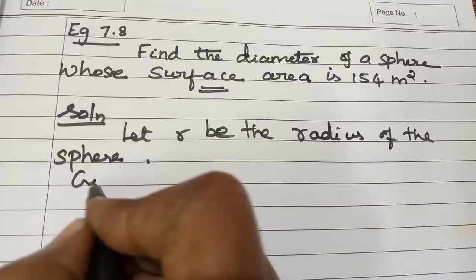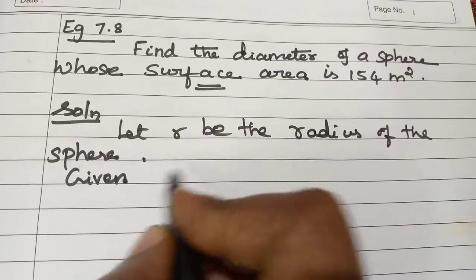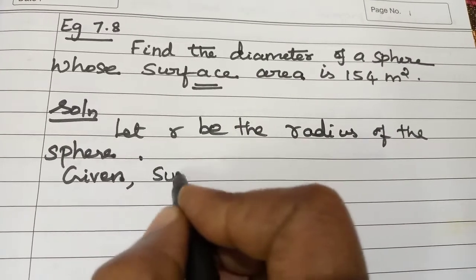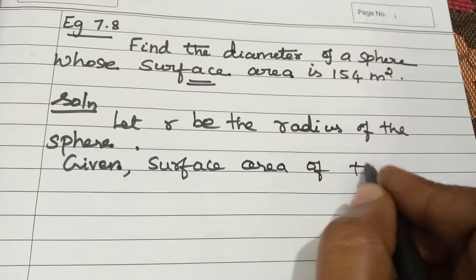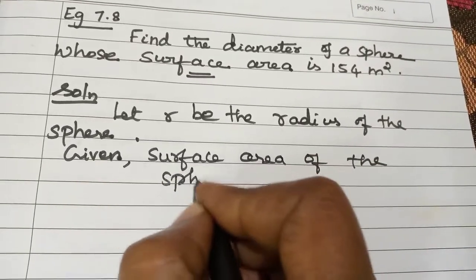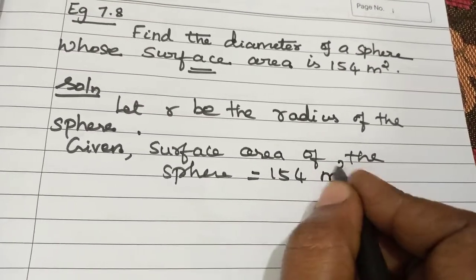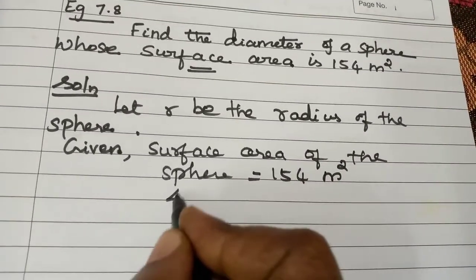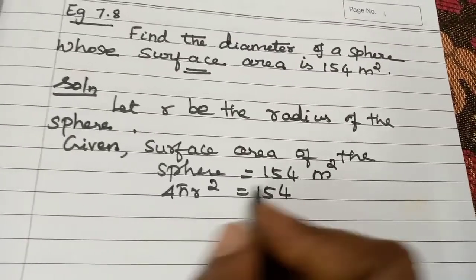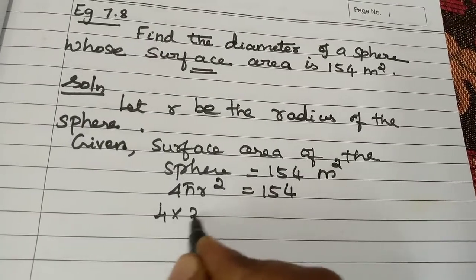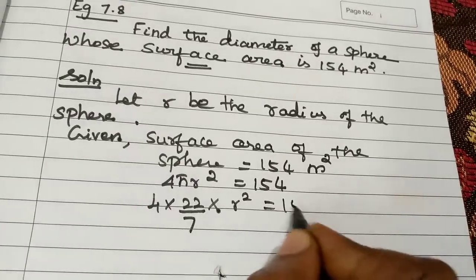Given surface area of the sphere is equal to 154 meter square. Surface area of the sphere formula we have 4 pi r square is equal to 154. From here 4 into what is the pi value? 22 by 7. R value we don't know. R square is equal to 154.